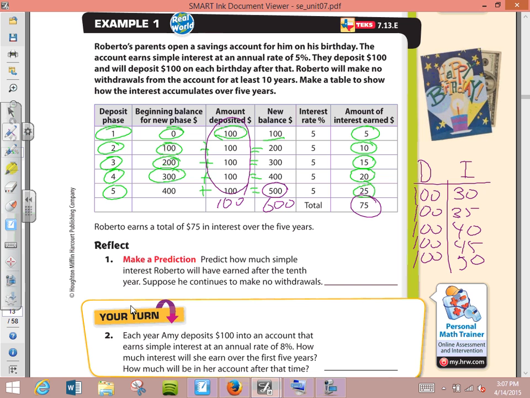Okay, so when you add these, what do you get? 200, right? Then you add the 75 for the first 5 years, and you end up with 275 as your total. So that will be only for the interest, right? So how much money will she have? Total.